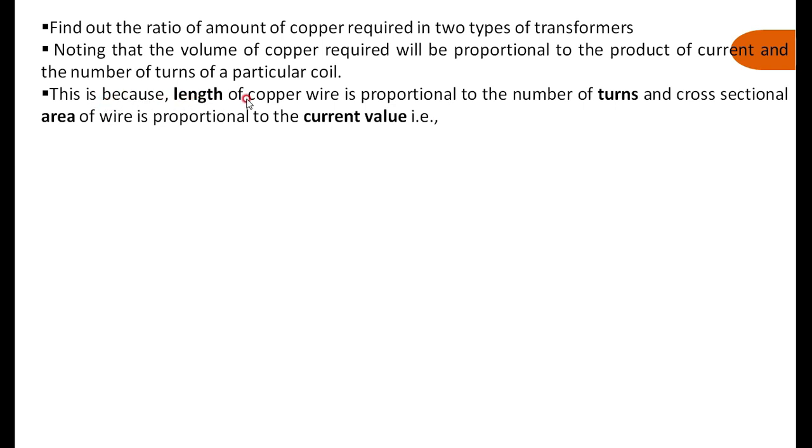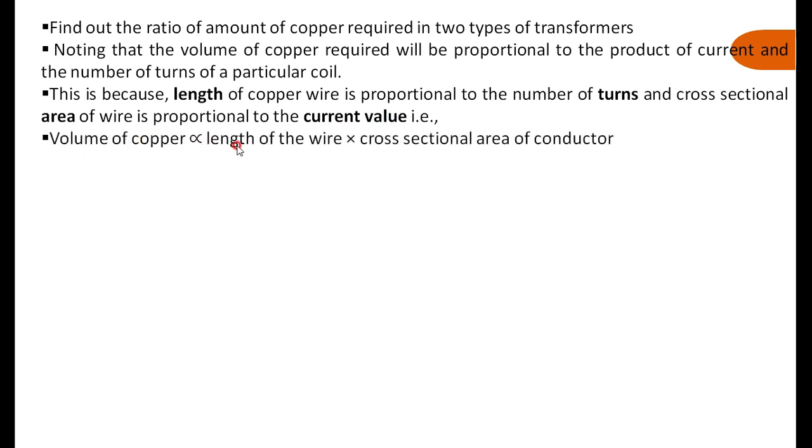This is because the length of the copper wire is proportional to the number of turns, and the cross-sectional area of the wire is proportional to the current value. That is, the volume of the copper is proportional to the length of the wire multiplied by the cross-sectional area of the conductor. Therefore, the volume of the copper required is proportional to N into I.